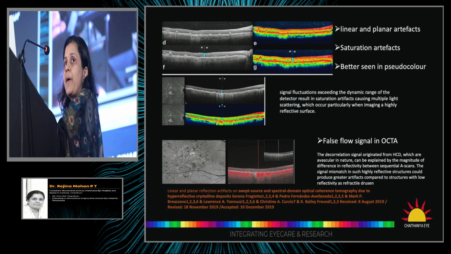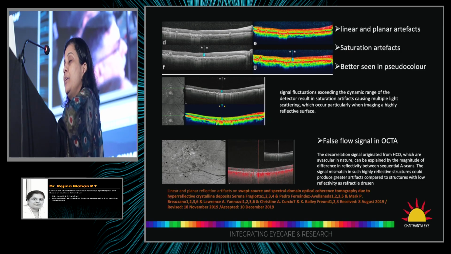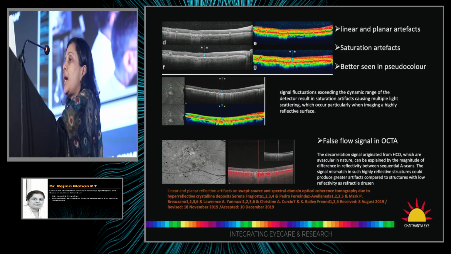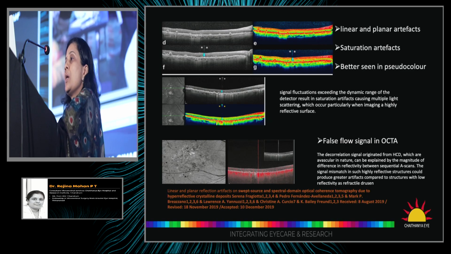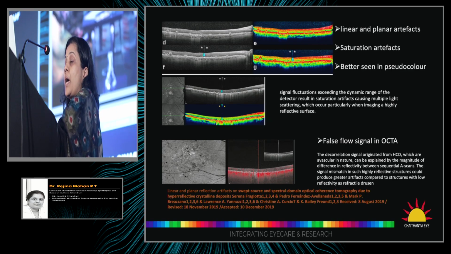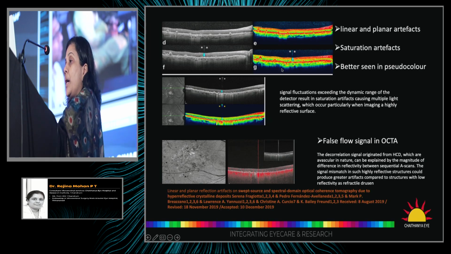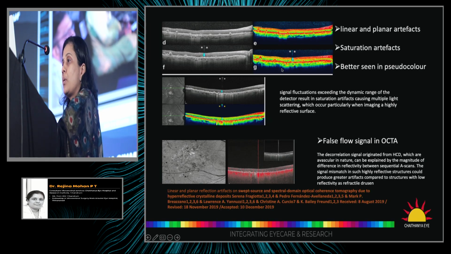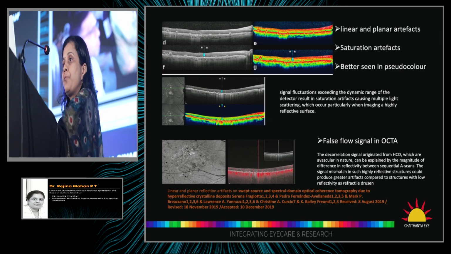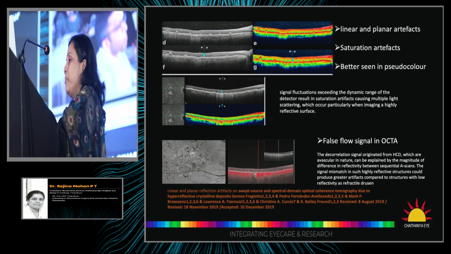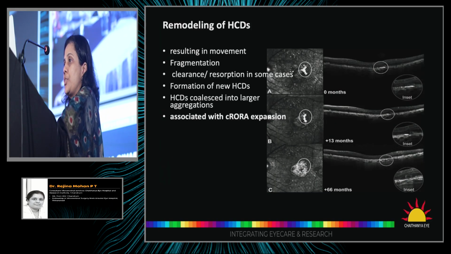Two interesting artifacts are described in HCDs. One is a linear artifact in which we can see a vertical linear hyperreflective line just above the HCD, and this is supposed to be due to saturation artifact. And it is better seen in pseudocolor images. And the other one is an artifact which is seen in OCTA. At the level of HCD, we can see a false flow signal, and this is mainly due to variability of the reflectivity because of the cholesterol crystals.